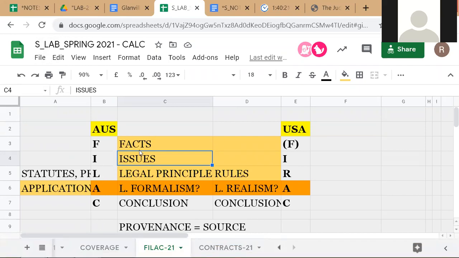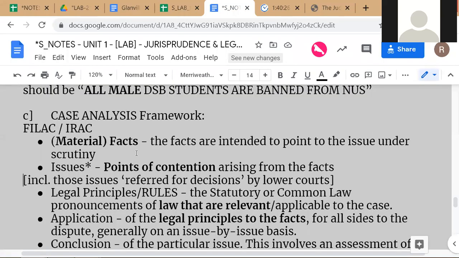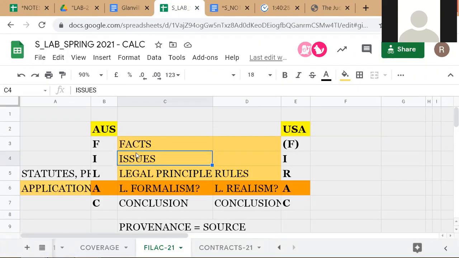Now we're going into the first topic of the day, which is the case analysis framework. It consists of IRAC in the US, where I put a silent F there, and FILAC in the Australian law schools. Similar points, actually. Broad overview over here. F is for facts. It is not present in the US framework, but we'll put it there.